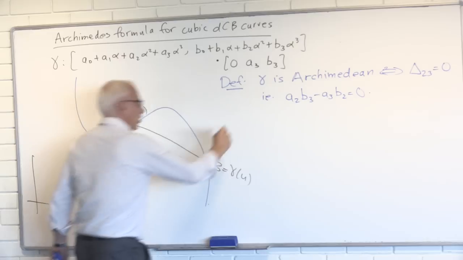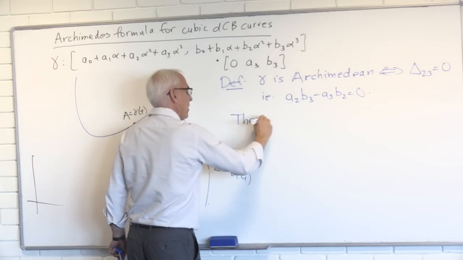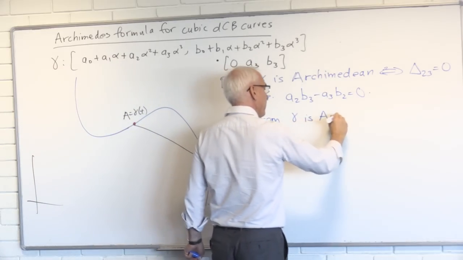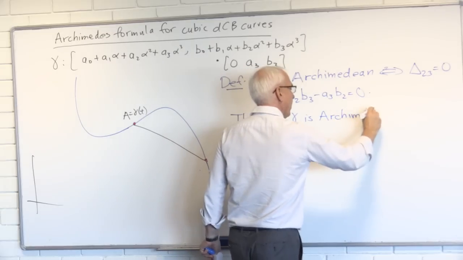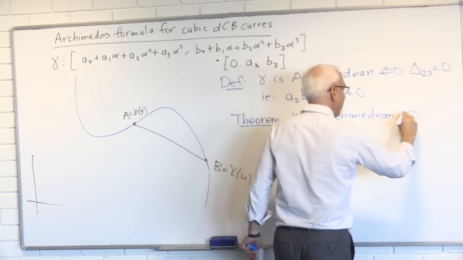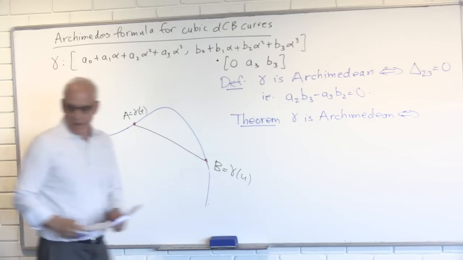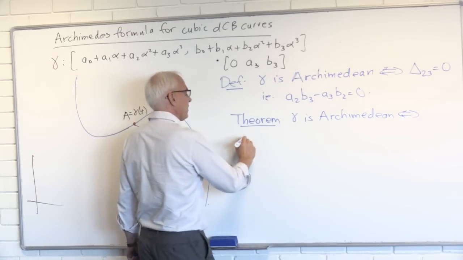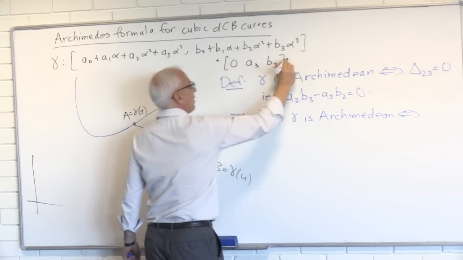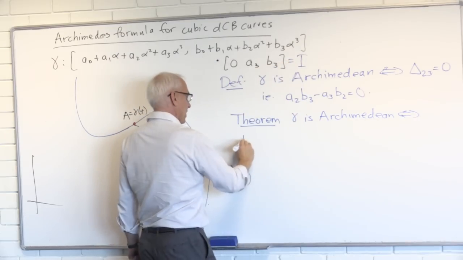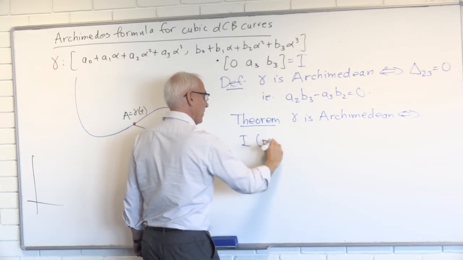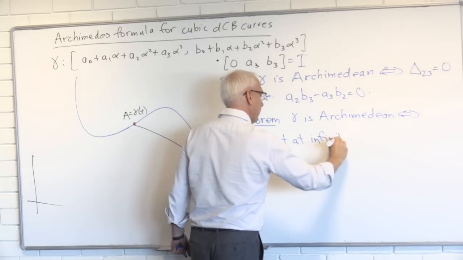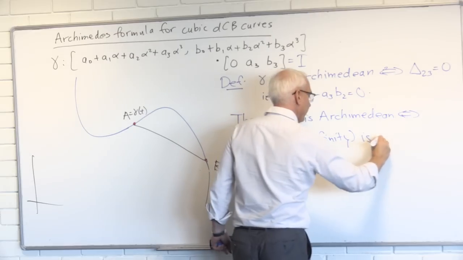So the first theorem is that gamma is Archimedean precisely when its point at infinity, let's call this I, the point at infinity, is a singular point.